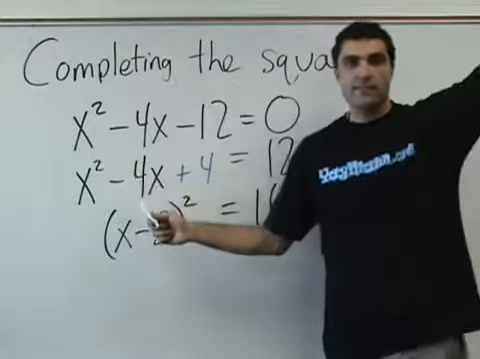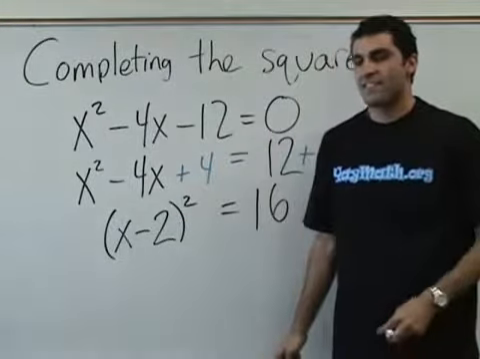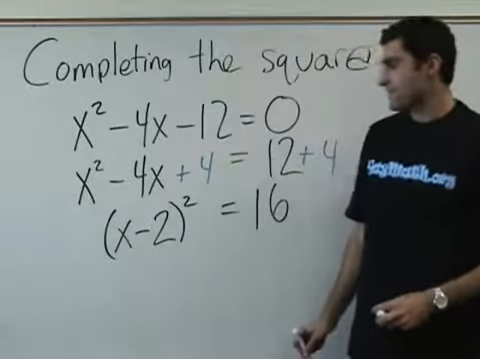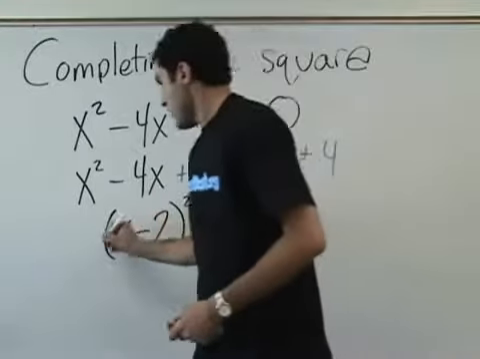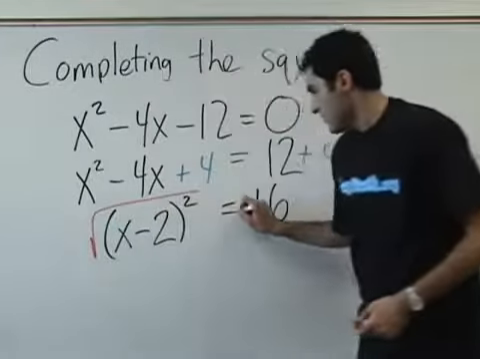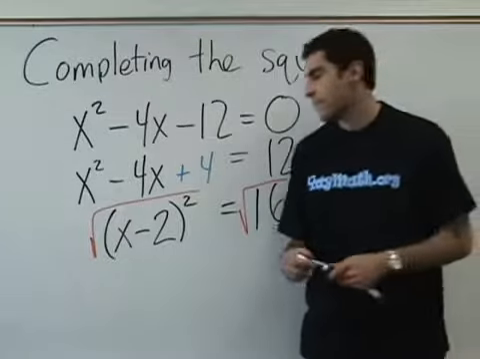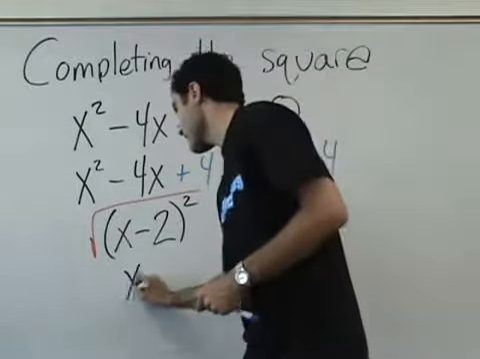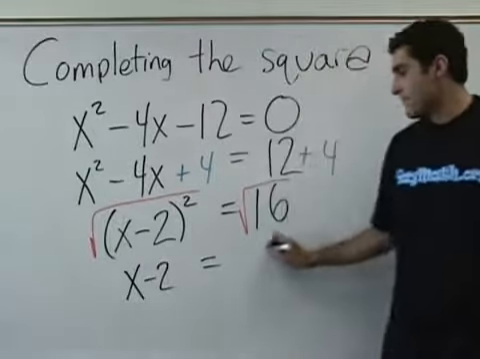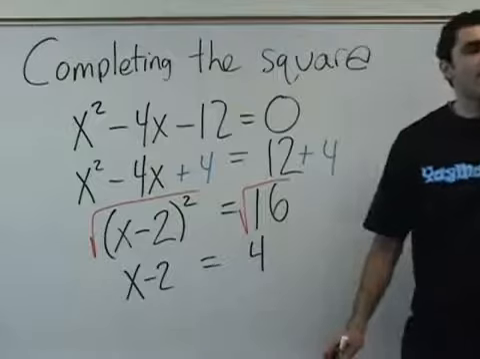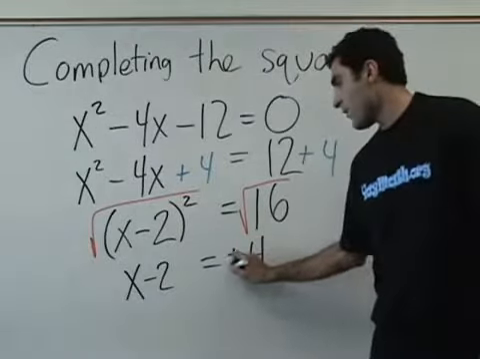Do you root both sides? Yes. Square root both sides. Boom. All right. Now, what do you got? x minus 2 equals, so, plus or minus 4. Plus or minus 4.